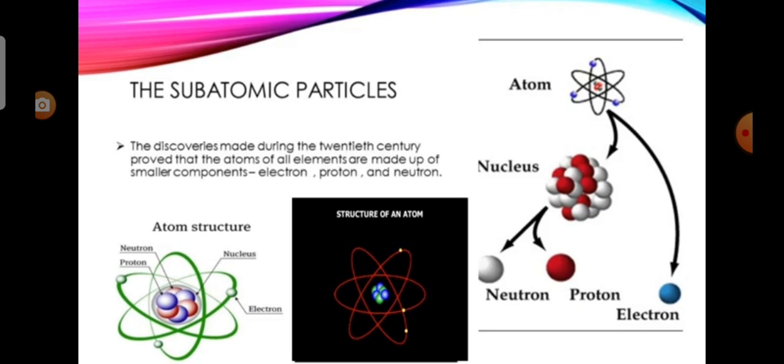The subatomic particles. The discoveries made during the 20th century proved that atoms of all elements are made up of smaller components that are electrons, protons, and neutrons. An electron from a hydrogen atom is no different from an electron of a carbon atom. In the same manner, protons and neutrons of all elements also have the same characteristics. These particles that make up the atom are called subatomic particles.